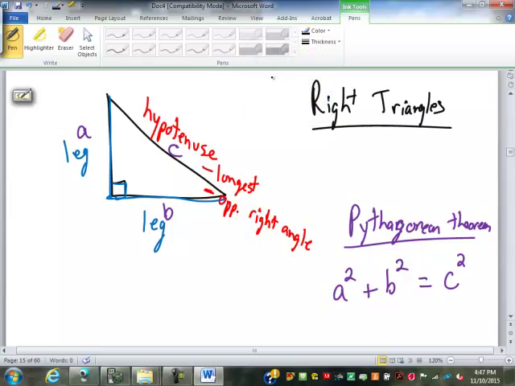And this is actually a very, very easy theorem to prove. There's several ways of demonstrating this. I'm going to show you one of the simplest ways.